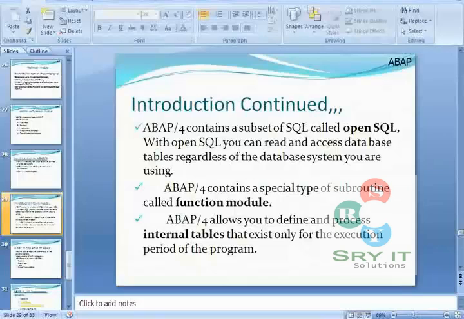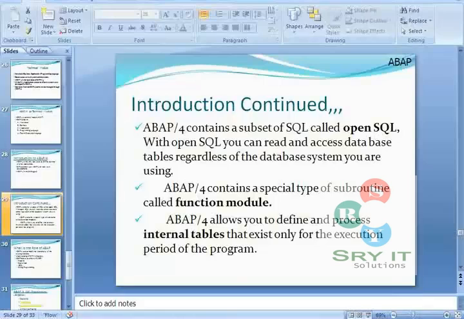Now, the second point: ABAP contains a special data type, subroutines, and function modules. In other languages we have procedures and functions. Do you remember? In Java, JavaScript, VB script, C, C++, all these languages have functions and procedures. Similarly, they implemented subroutines and function modules here. This concept is called the modularization concept.